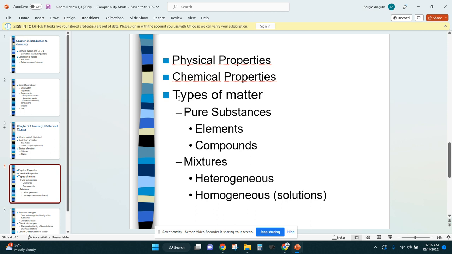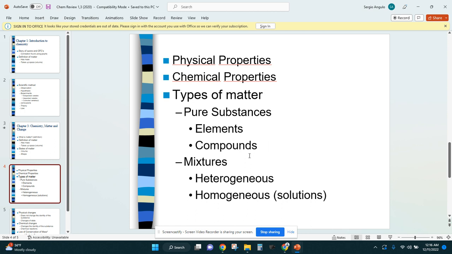Then we start talking about the types of matter. We start categorizing matter into basically pure substances and mixtures. And those pure substances can be broken up into elements and compounds. Remember, the difference between pure substances and mixtures is that pure substances have a definite composition, whereas mixtures can have a variable composition. Their composition can change. Pure substances can't. Elements are 100% made of one substance, and compounds are made up of two or more elements, and they always are in the same proportions in any specific compound.